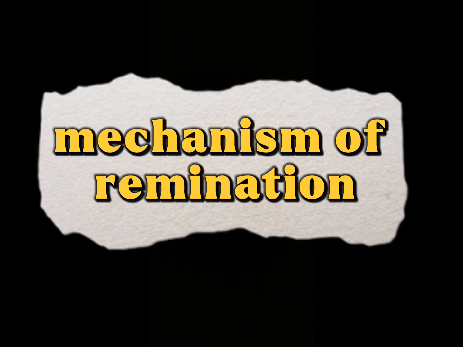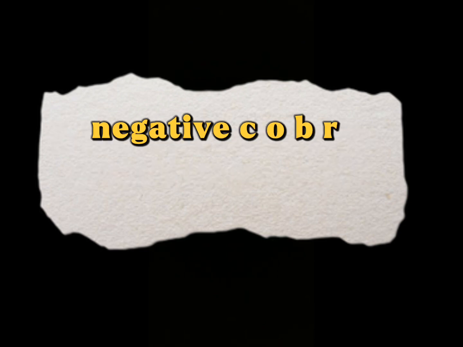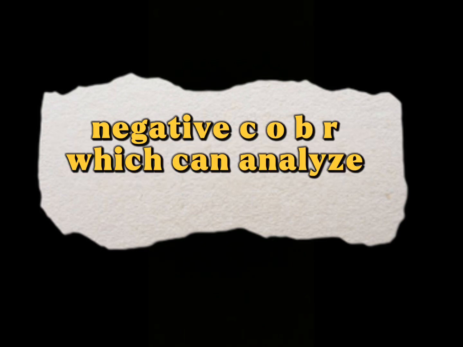Mechanism of bromination. PBr3 converts the COOH to COBr, which can enolize and add Br.